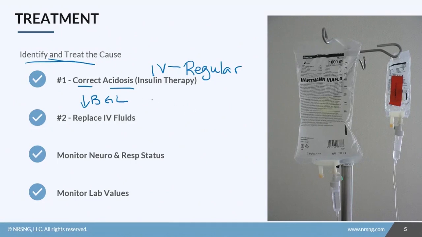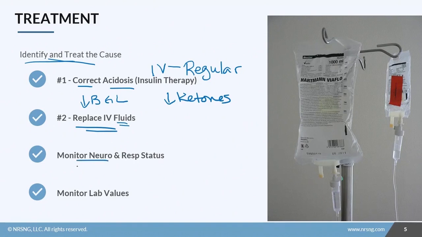So sometimes we'll actually keep giving insulin even after their sugars come down because we need to keep working on decreasing that ketone production and getting that acidosis reversed. So we'll just give them sugar to balance out that process. Now, our second priority is going to be to replace the lost IV fluids. Remember, they have polyuria, they have cellular dehydration, so we still need to address the fluid situation.